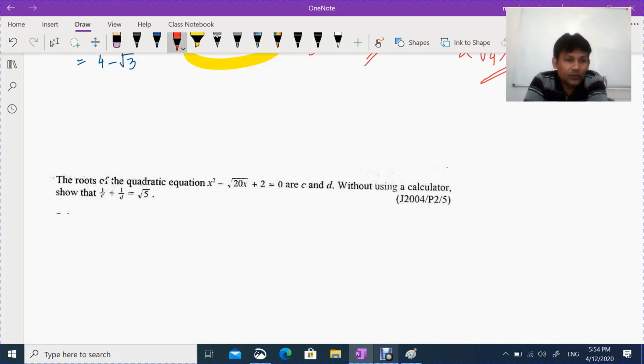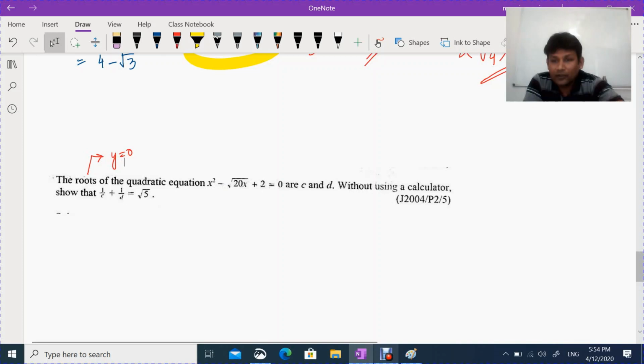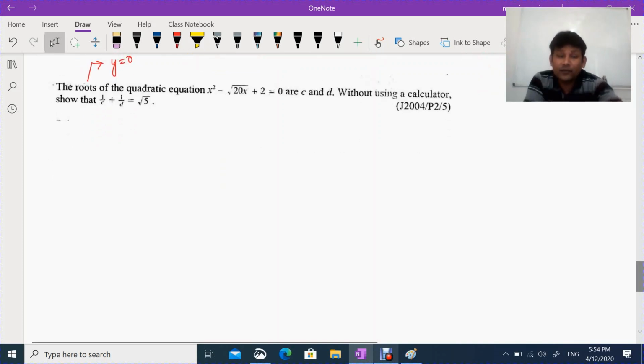For the roots of the quadratic equation, this is also something like the quadratic equation chapter 4, but I would like to explain something without using calculator. Show that this, okay, in this situation the roots means when you want to find roots, the y will always equal 0, and roots are the values of x. So now can you make the factors? Not possible. So for this purpose I have to use the quadratic formula. This is one of the lengthy questions here.